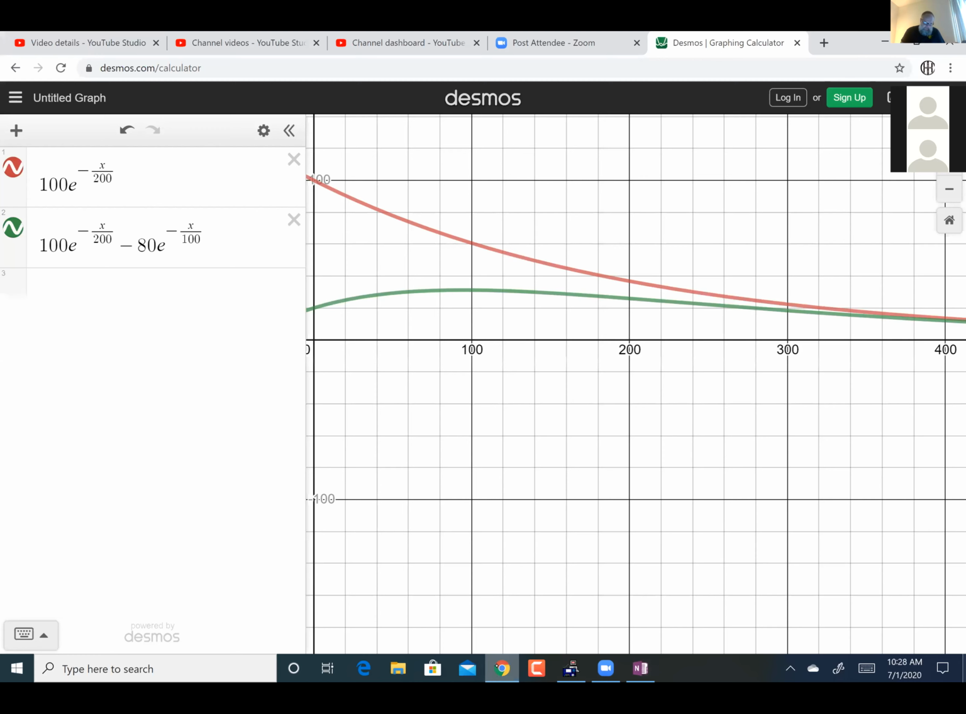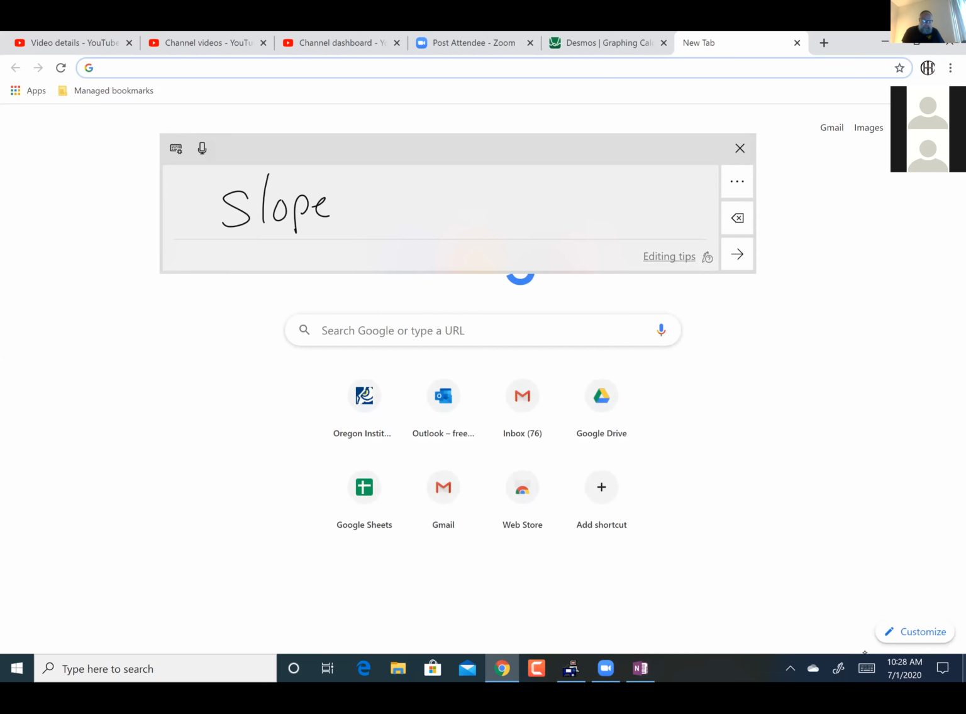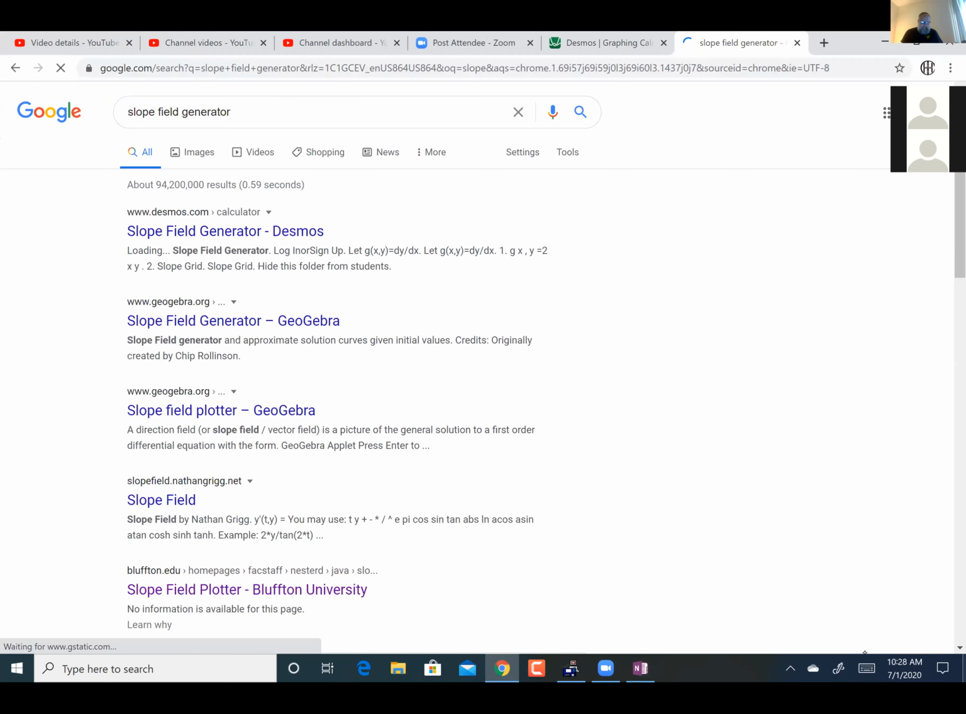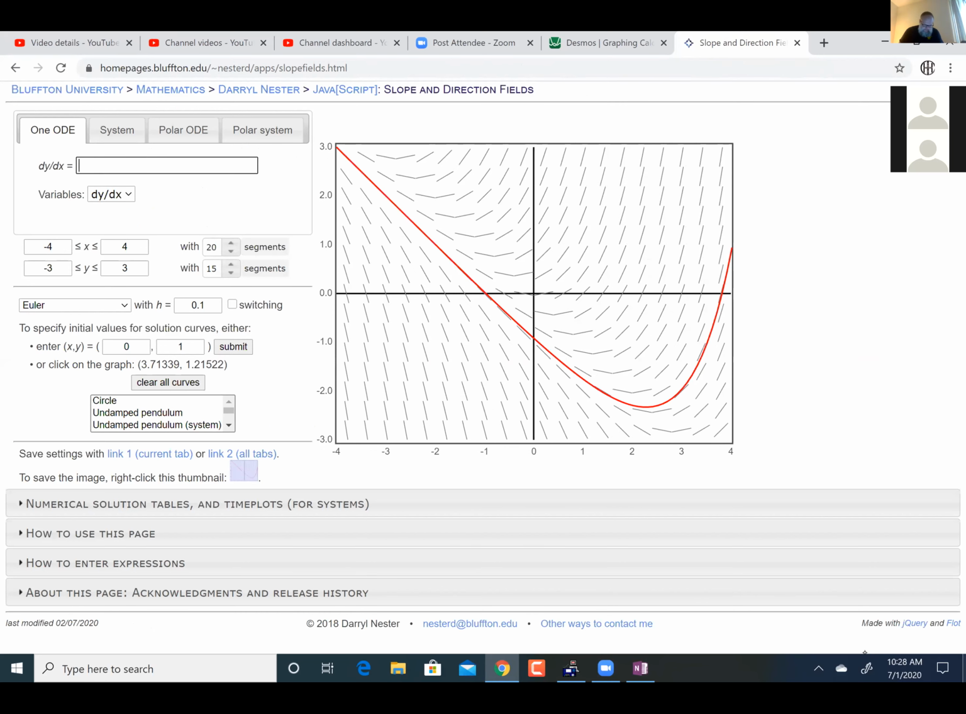Do I want to just make one? I'm just going to do one like this. Let's do this. Slope field generator. Bam. And this Bluffton one is probably my fave, I guess. I don't want to do that one. That's boring. Let's use, there we go. Let's do this: 0.1 x times parentheses 20 minus x, or something of this nature.